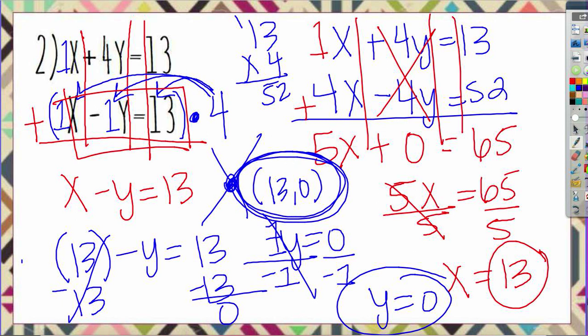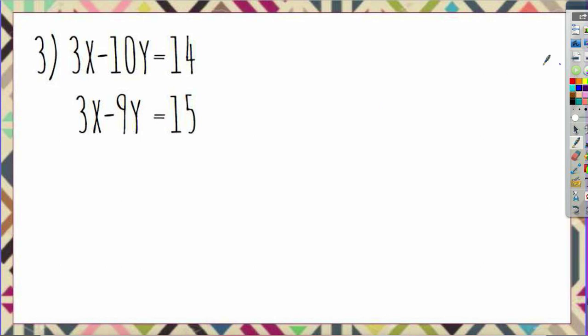All right, we'll try one more before you go off on your own. So we've got on number 3, 3x minus 10y equals 14, and 3x minus 9y equals 15. Again, I could try and make the y's or the x's cancel. It doesn't matter. Mathematically, if you follow the rules, you do what you're supposed to do.